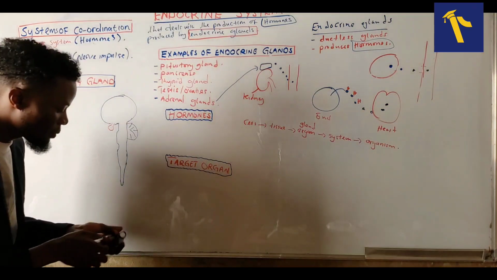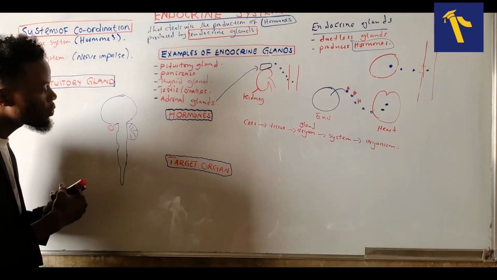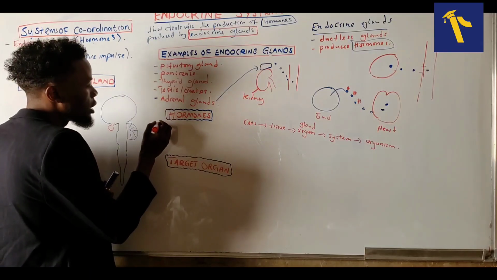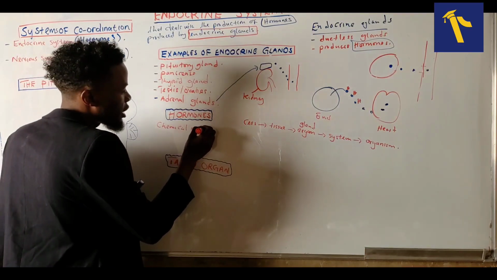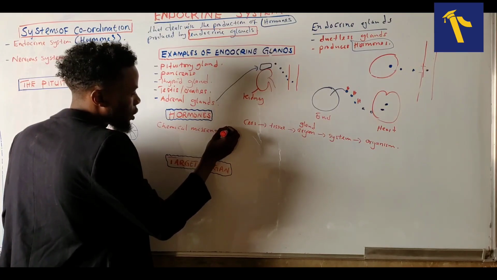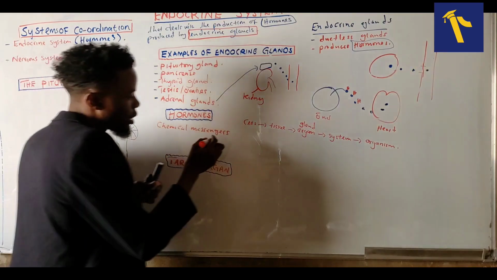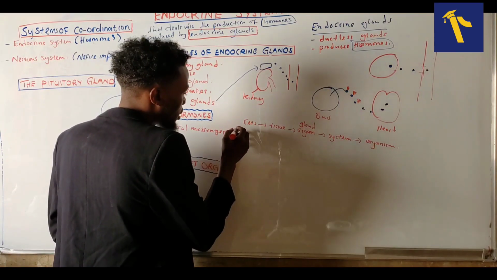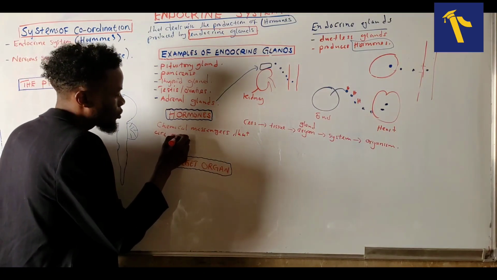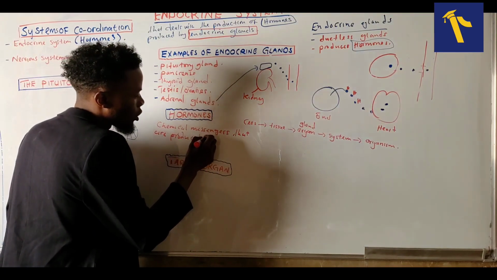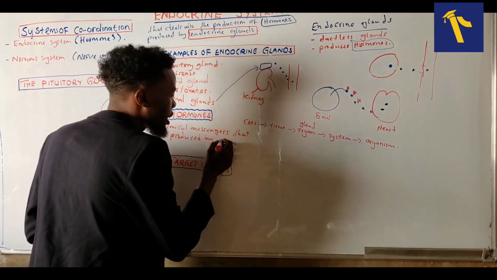So now let us write something here. What is a hormone? We're saying hormones are what? Chemical messengers. Okay, and they are produced by what? That are produced by what? By endocrine glands.